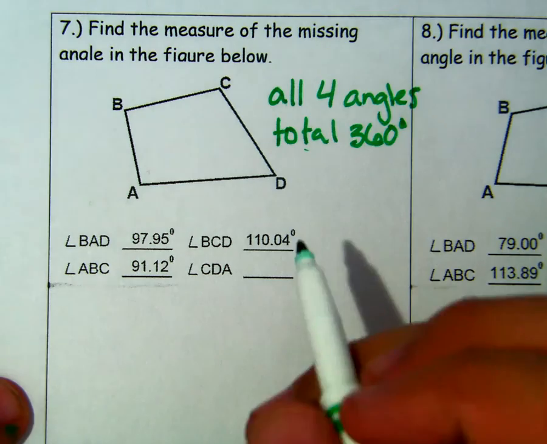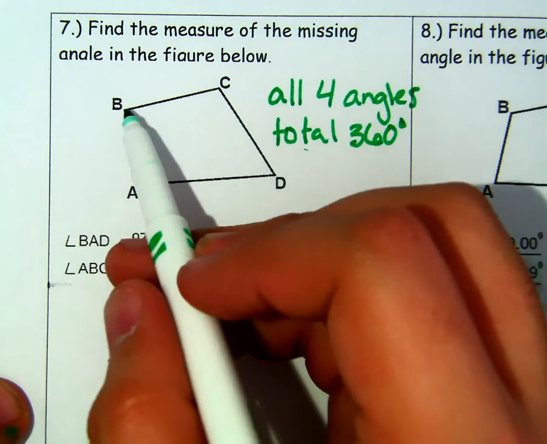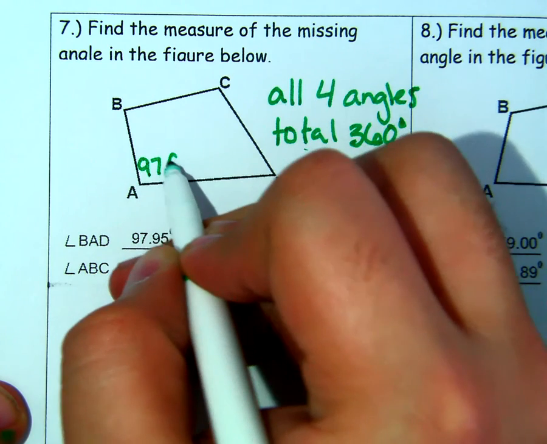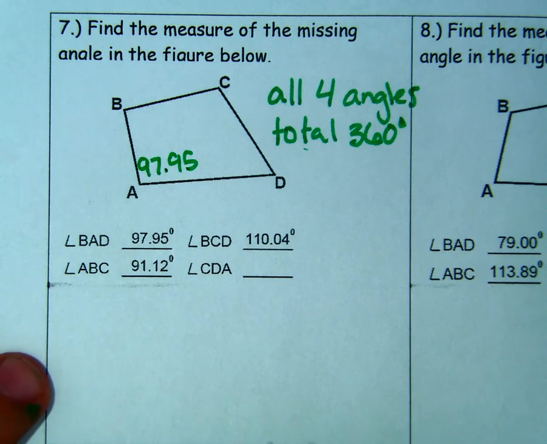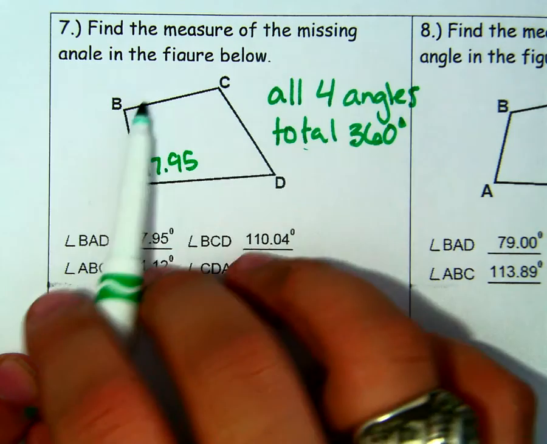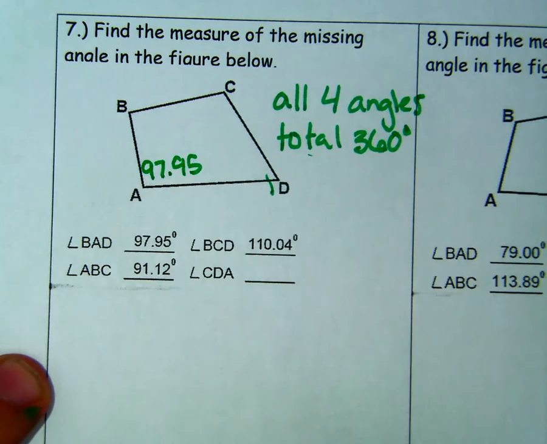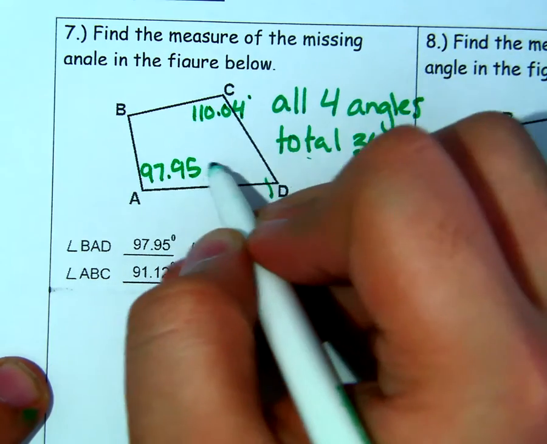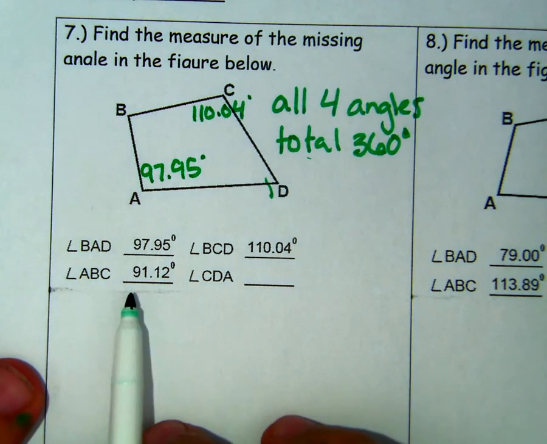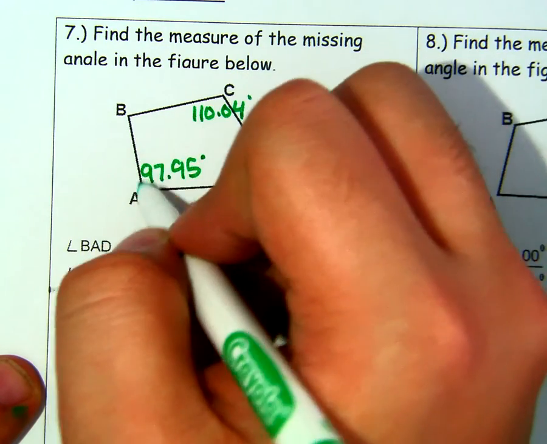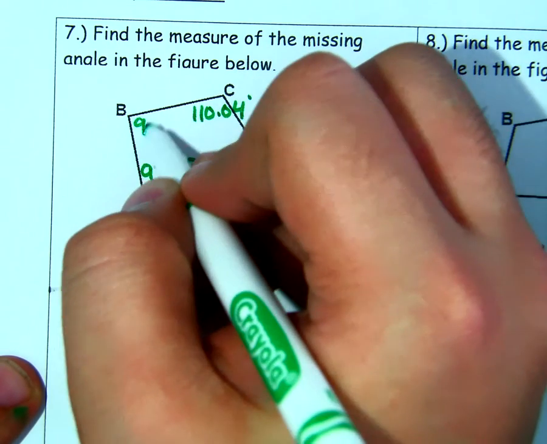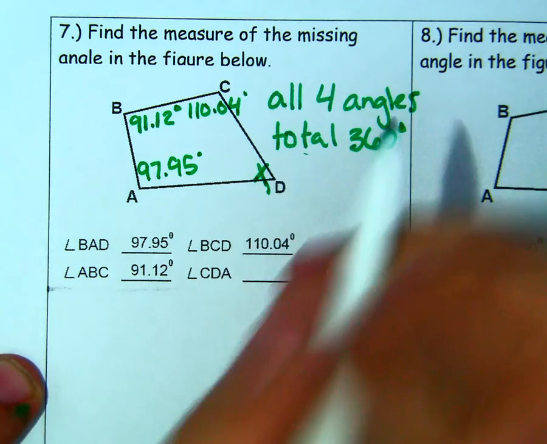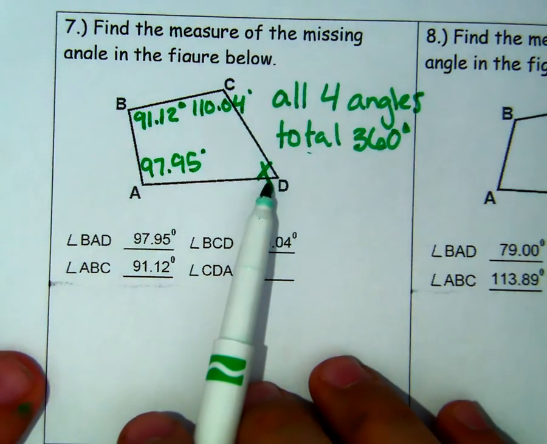Now we know that angle BAD is 97 and 9500ths degrees. We know that angle BCD, up here, is 110 and 400ths degrees. And then we have angle ABC, and that angle is 91 and 1200ths degrees, which means that the angle that we don't know is that small angle down here in the corner.